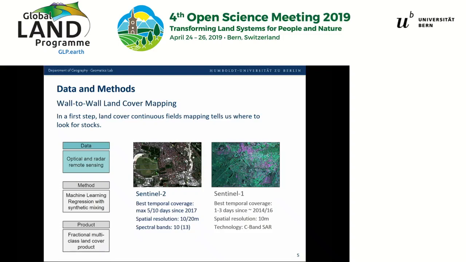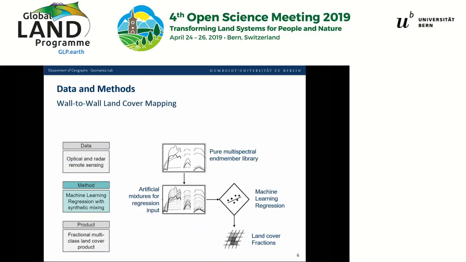The method we use for the first step, the land cover mapping, is a machine learning regression algorithm that requires a library of pure multispectral land cover endmembers. We go to an image, collect pure surfaces and their spectra, and artificially mix them at different steps. For example, this is a vegetation spectrum, this is a building spectrum, and we have different artificial mixtures that we use as training input for the regression. We use a regression because we do not want a discrete land cover classification, as many maps do, but a land cover fraction map. And this is one of the maps that we produce.